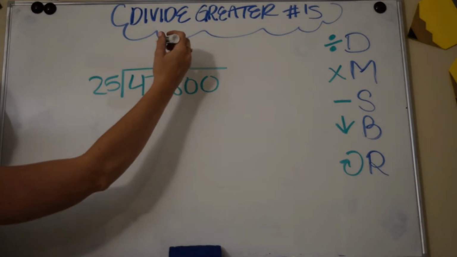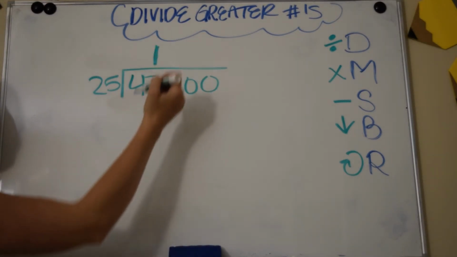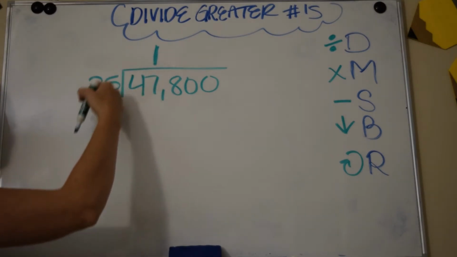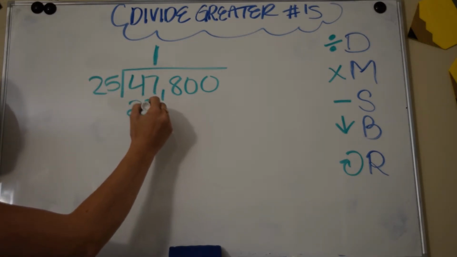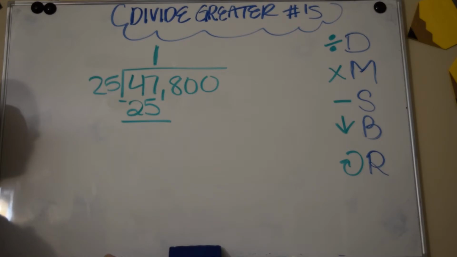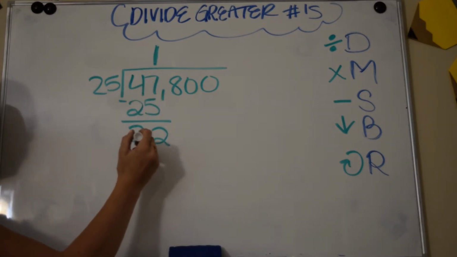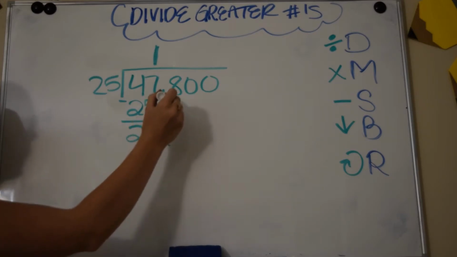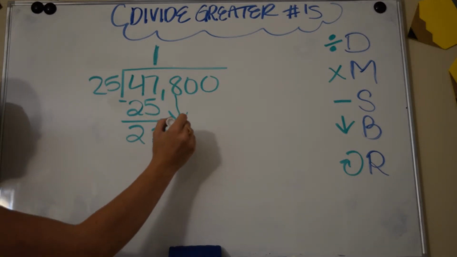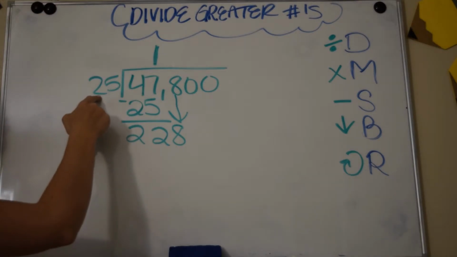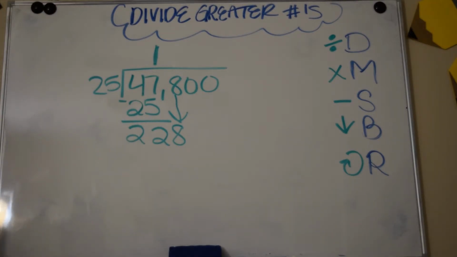So I go ahead and put my 1 above the 7, and now I multiply. 1 times 25 is 25. Then I subtract. 7 minus 5 is 2, and 4 minus 2 is 2. Now I bring down one digit at a time, and it's an 8. So now I need to see how many times 25 can go into 228.